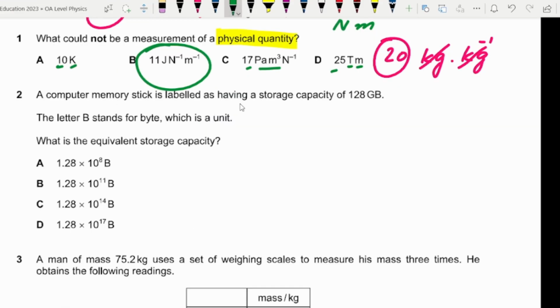A computer memory is labeled as having a storage of 128 gigabytes. Okay, what is the equivalent storage capacity? 128 giga stands for, the prefix is 10 raised to the power 9. You have these prefixes in O level physics as well, and then you can convert it into standard form. Matter of fact, if you write it as it is on your scientific calculator, it would automatically convert into scientific form, the standard form. It will be followed by times 10 to the power 11. Okay, so you just choose the relevant option from there.